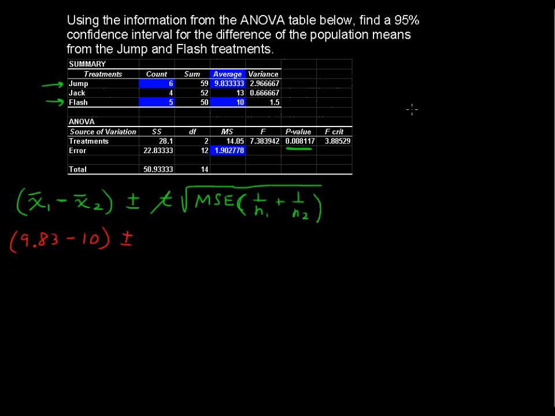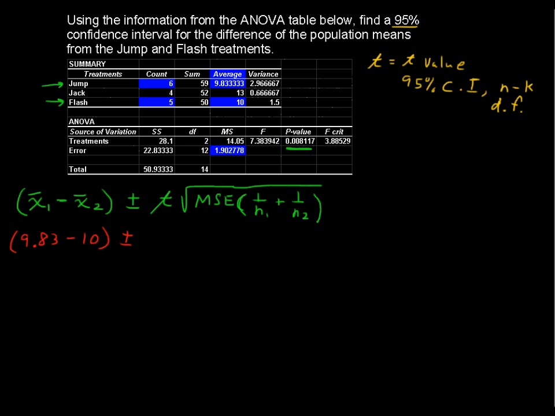Now the t is the t-value from the t-distribution that is associated with a 95% confidence interval, because that's what we're asked for, and then we have n minus k degrees of freedom, because remember the t-distribution has these degrees of freedom.